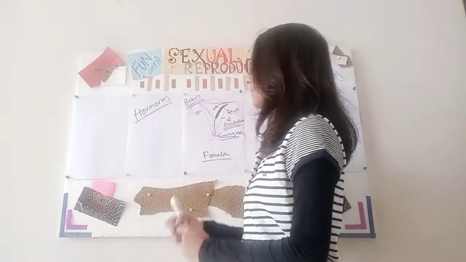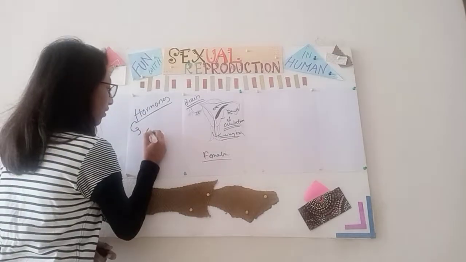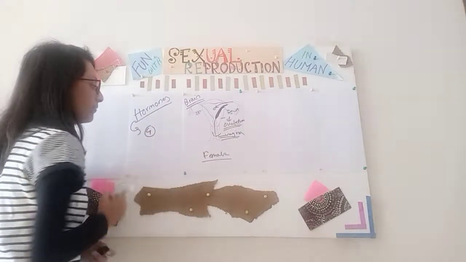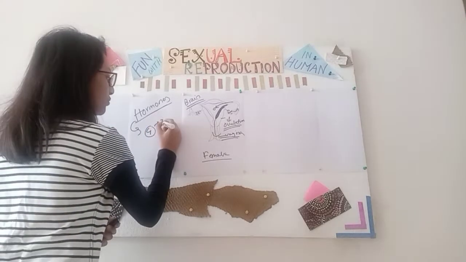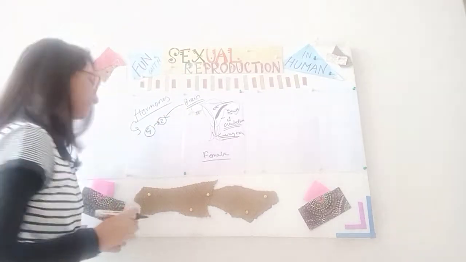Now, in the entire menstrual cycle, there are a total of 4 hormones. Among the 4 hormones, 2 of the hormones are released directly by the brain.